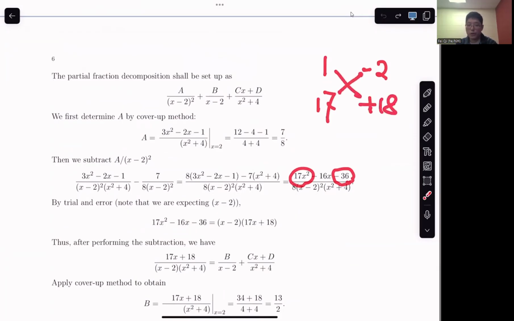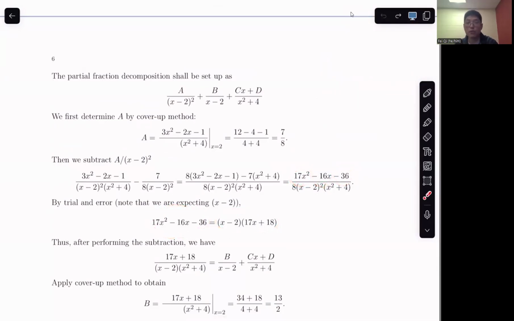And if you calculate the crisscross sum, you get 18 minus 34, and 18 minus 34 is precisely minus 16. So yes, this way it works. That's how we obtain the factorization, simply by trial and error, because we already know we are expecting that x minus 2. So that's why we could carry out the factorization really easily without many trials.